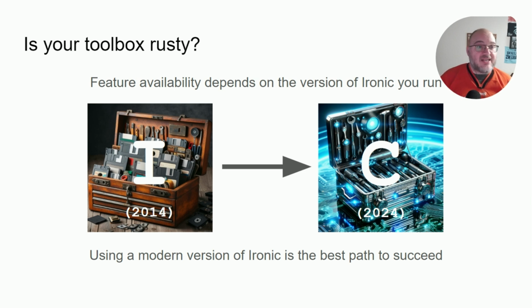So when I'm talking about a specific feature in Ironic during this talk, I'm going to call out the year that it first appeared in Ironic. Now, always using the newest version of Ironic you can is the best path to succeed because you're going to get all the best bug fixes, the best hardware support, all of that. But I know it's not a perfect world. You may not be able to run Caracal, but perhaps some of these features will be available to you anyway.